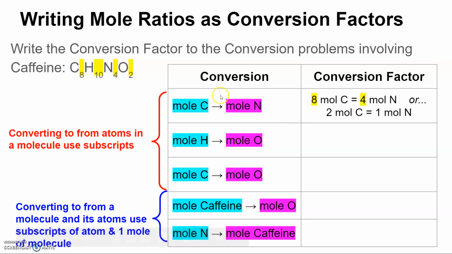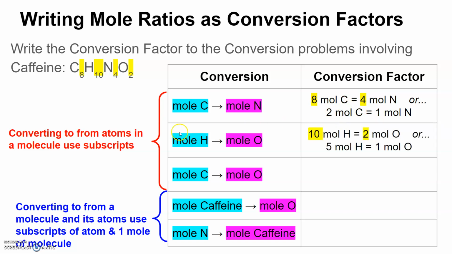For moles of carbon to moles of nitrogen, I find carbon in my chemical formula and I find nitrogen. The subscript for carbon is 8. The subscript for nitrogen is 4. So that means 8 moles of carbon is equal to 4 moles of nitrogen. And that's what I wrote here. I also simplified it because you can simplify these numbers. An 8 to 4 ratio is the same as a 2 to 1 ratio.